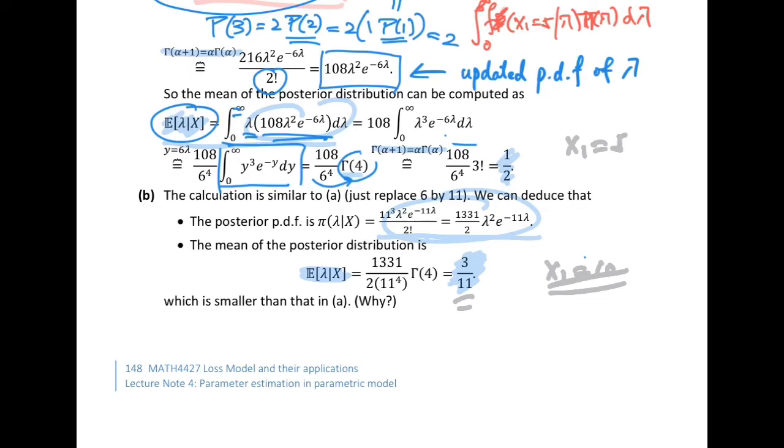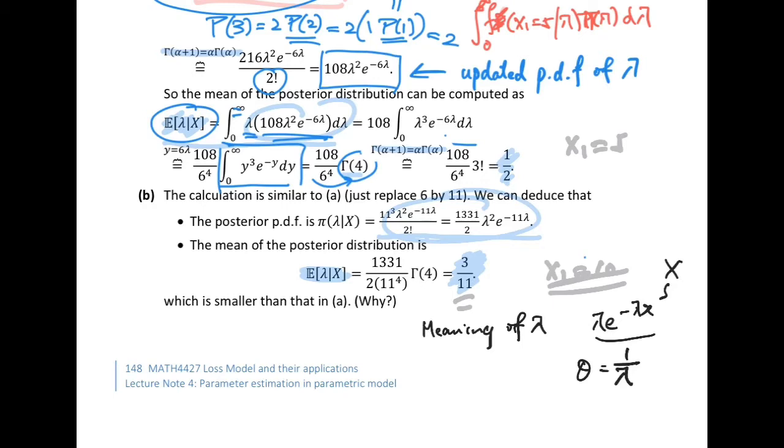The reason here is, let us try to think about the meaning of the lambda. Remember in this problem, the lambda is your parameter in the distribution of S. Remember S follows this distribution. This is an exponential distribution, right? And remember for an exponential distribution, the mean will be equal to 1 over lambda.